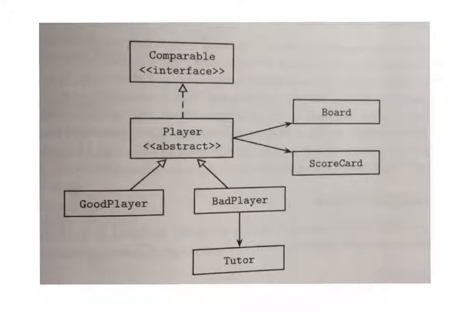And then the show the has a relationship with a down arrow or sideways arrow that is closed. So the player has a board, has a scorecard, and if they're bad, then they have a tutor. So from this diagram, you can see at a glance that the good player and bad player are subclasses of the abstract class player, and that each player implements the comparable interface. Every player has a board and scorecard, while only the bad player has a tutor. Shame on him or her.